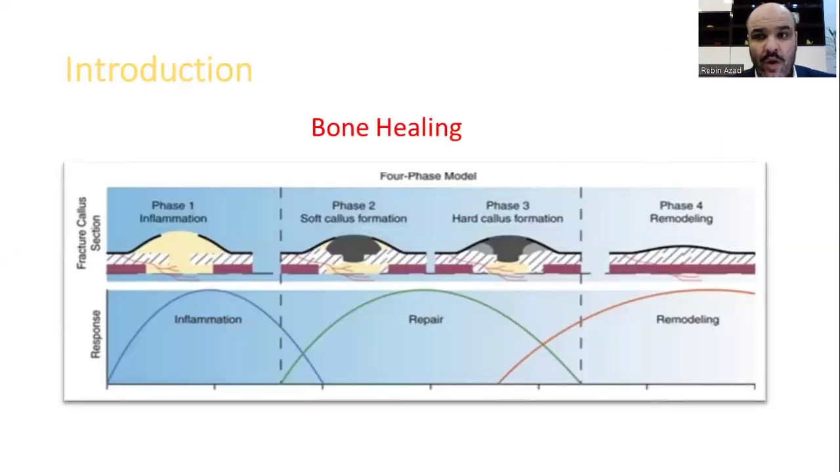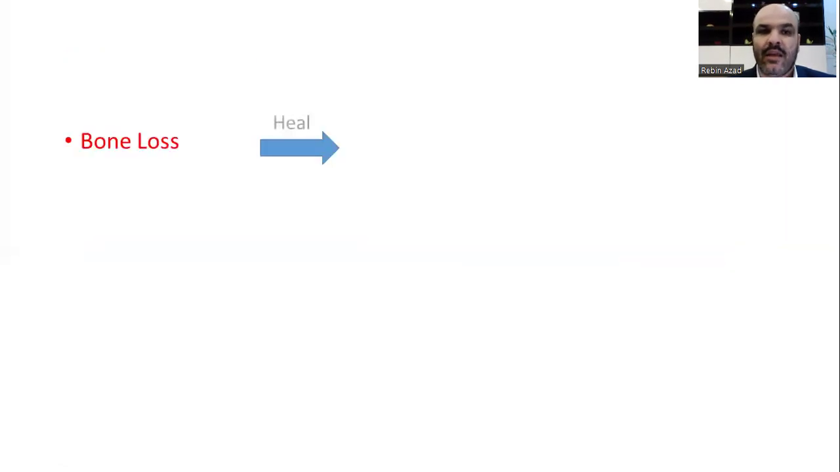As we know, we have four stages of bone healing: inflammatory stage, soft callus formation, hard callus formation, and the end stage, which is the remodeling stage. The bone has the capacity to heal if the defect is less than 6 mm. If more than 6 mm, which is known as critical size bone defect, it needs a bone graft.